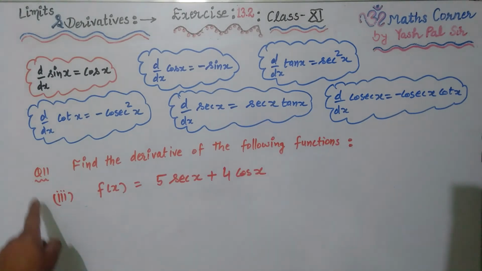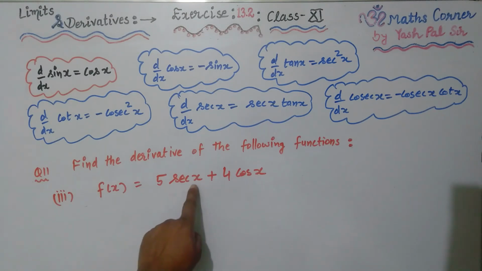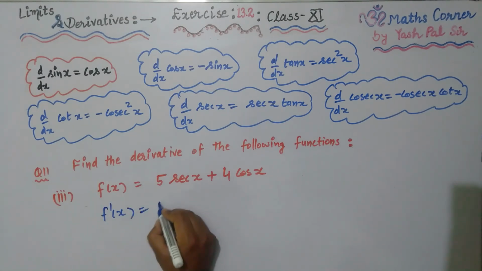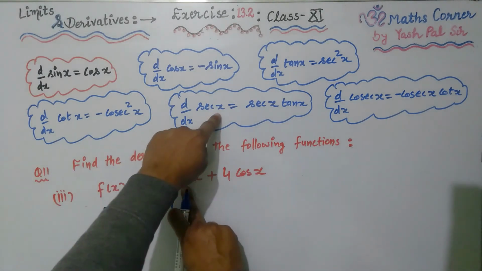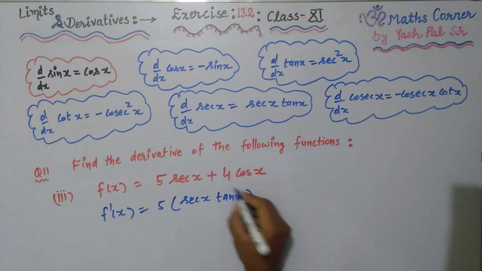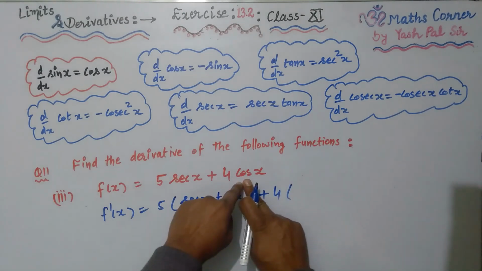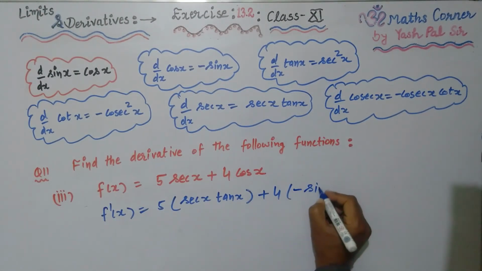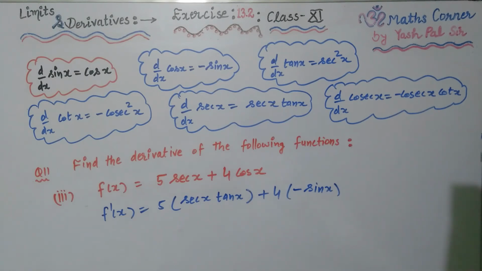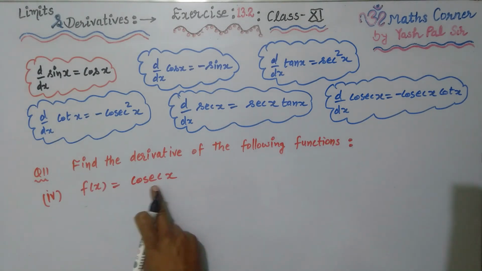Now, next, question number 11, third part. Function is 5 into secant x plus 4 into cos x. So, what is derivative? F dash x. 5 is constant as it is. And what is the derivative of secant x? This is secant x into tangent x. Next is plus 4. What is derivative of cos x? This is minus sine x. Okay. So these results should be on the tips. Only then we can solve the question very easily. Next part. Or further we can solve this as 5 into secant of x tangent of x minus 4 into sine of x.